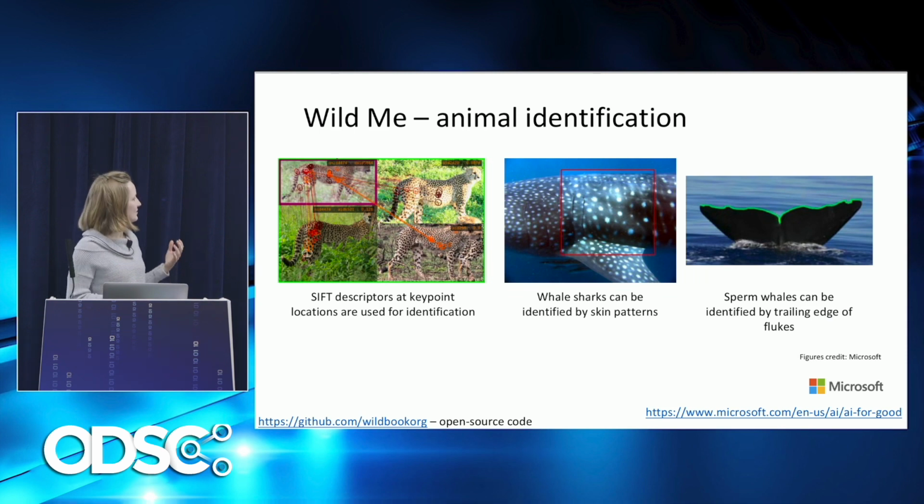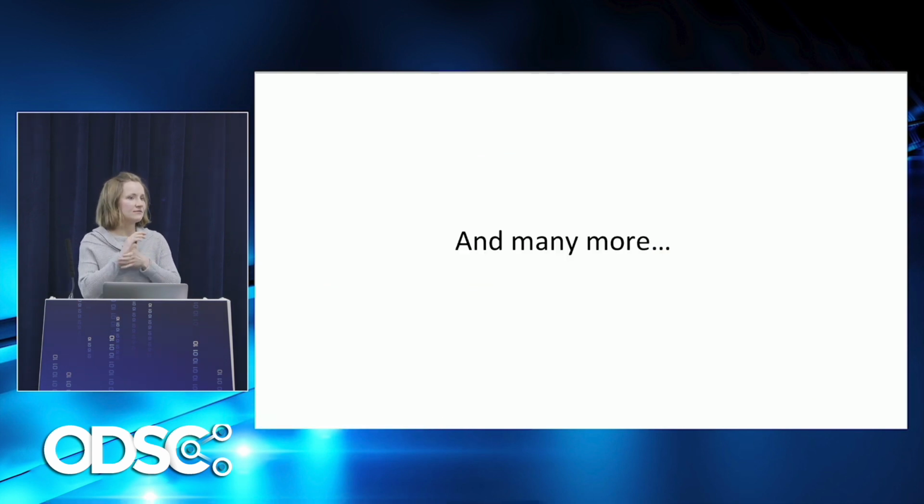And it's interesting that different animals have different characteristics by which they can be identified. So for example, sharks have patterns on their skin which are unique to them, or whales can be identified by the edge of their tail. And we have many more examples. So that was just a gist of projects which I encountered and which I was fascinated by.